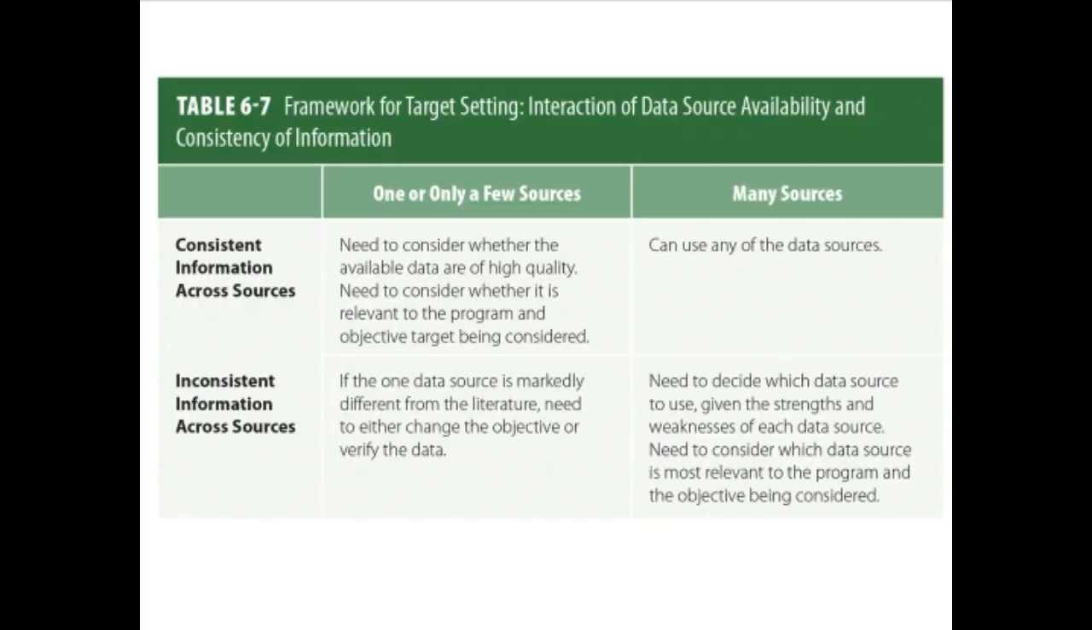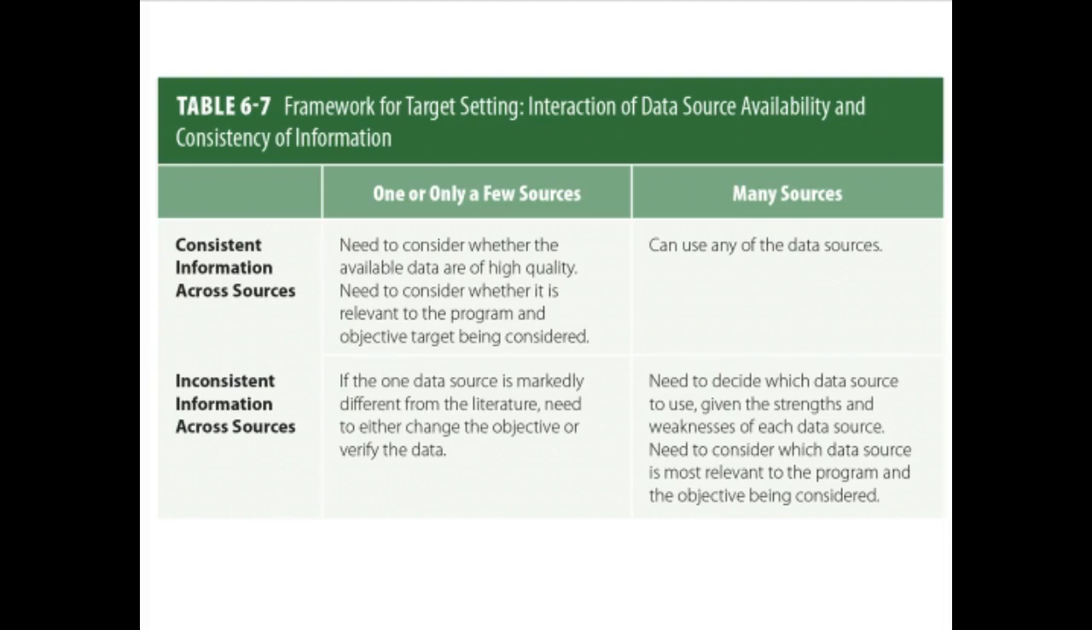Both the number of data sources and the consistency of data across these settings influence the target setting process. Targets help determine if the program was successful, and if a program has achieved a target, or if you're moving towards a target. Here in Table 6-7, you can see a framework for target setting and the interaction between the data source available and the consistency of the information.